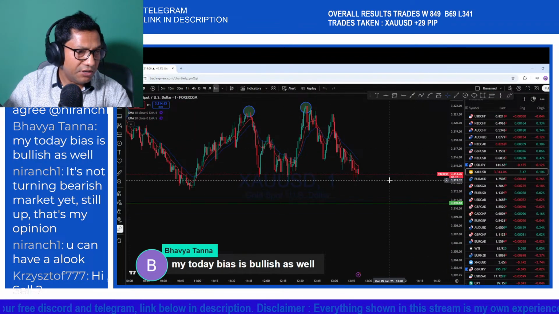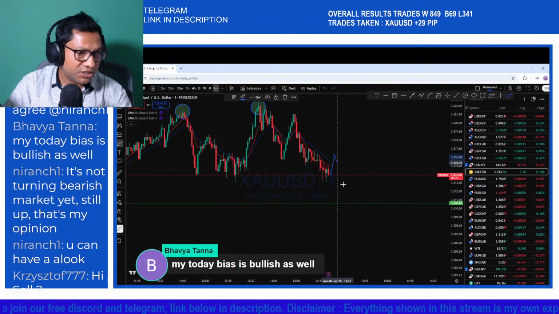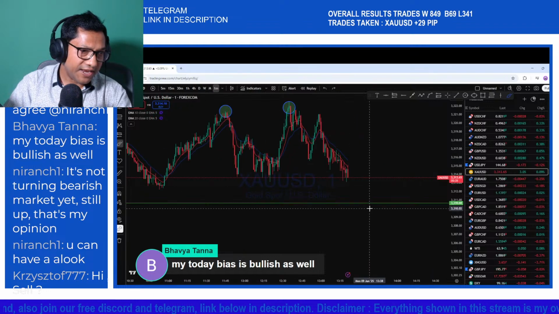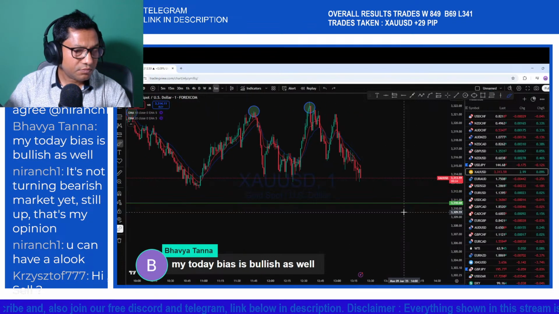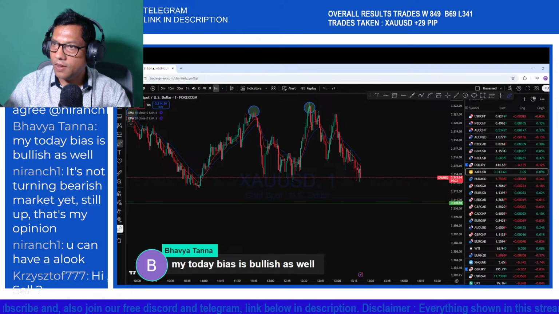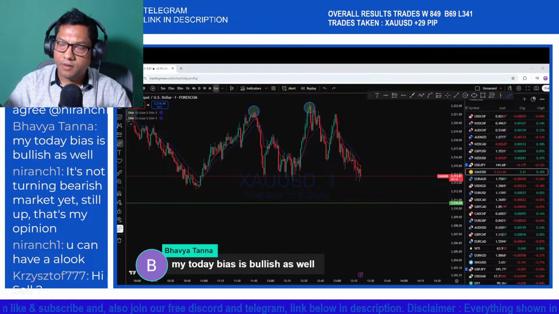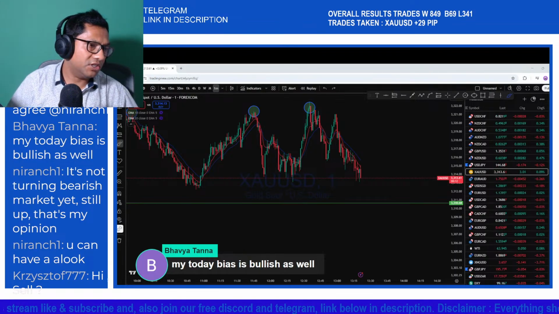Now this is a bearish move. We may see another break of structure and then drop, or we may see a direct drop to that support here. All right, so we'll be waiting to see what kind of market structure is forming here.